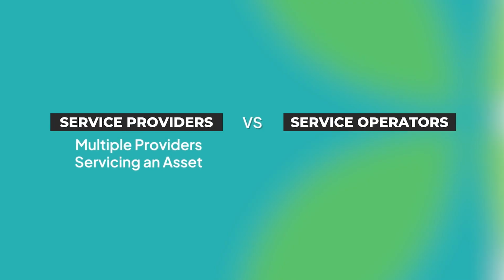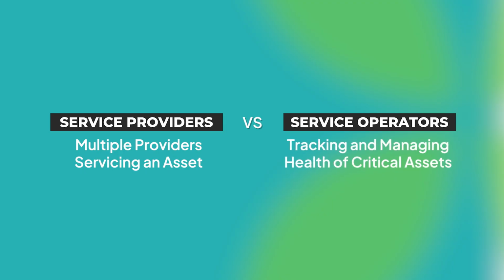You might have multiple service providers servicing an asset over the course of a year based on availability, changing vendors. So ultimately, it's the responsibility of the operator to make sure that they're tracking and managing the health of these critical appliances, including the leak rates, which determine if there's any regulatory action that they need to take.